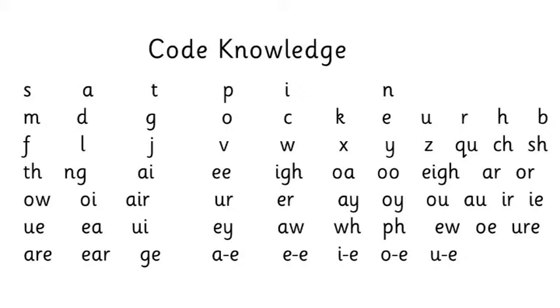Because that's what good readers and good spellers do. It's an instant recognition. It's an instant putting together the jigsaw puzzle. Now, when you're marking this, I would probably put a circle around if they say what I would think of as a main one. So s, a, t, p, i, n, d, g, o, k, c, k, e, r, h, b, etc. I would put a little line next to it if they hesitate or if they say it incorrectly.